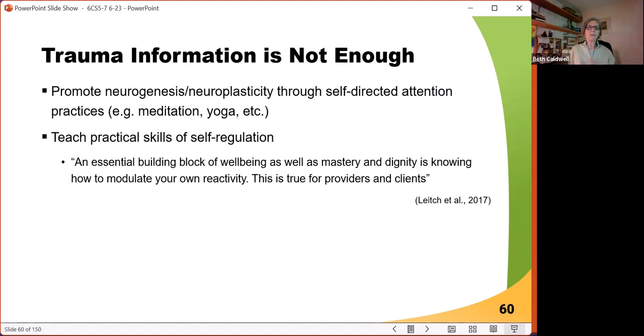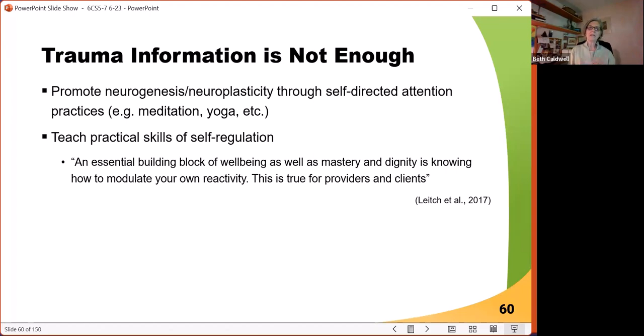So trauma-informed care, again, is not enough. We want to really enhance the use of practices they can take home, from meditation, yoga, Tai Chi, even chair yoga and stretching. You've seen this on Instagram, and there's so much that we can do to help people bring in and calm the nervous system. So we're focusing a lot on those skills of self-regulation.